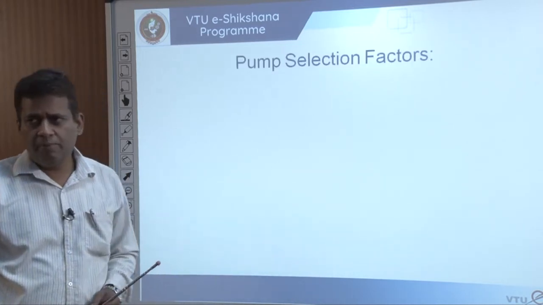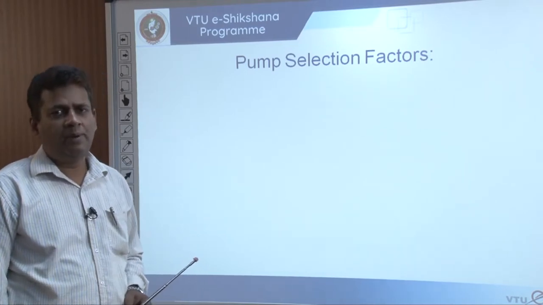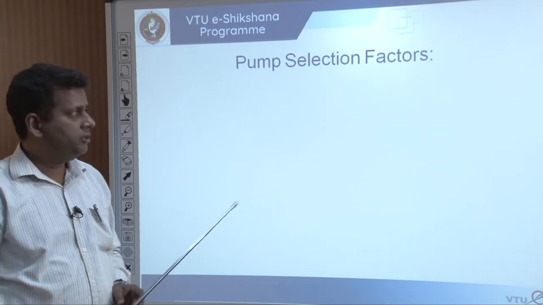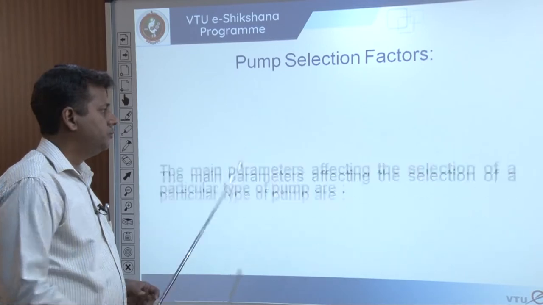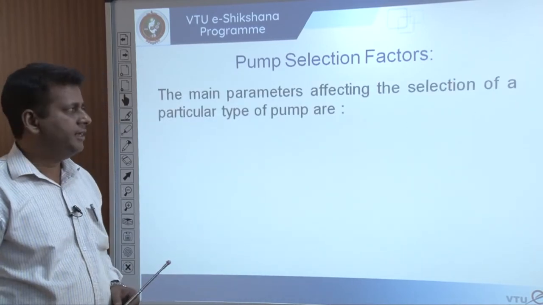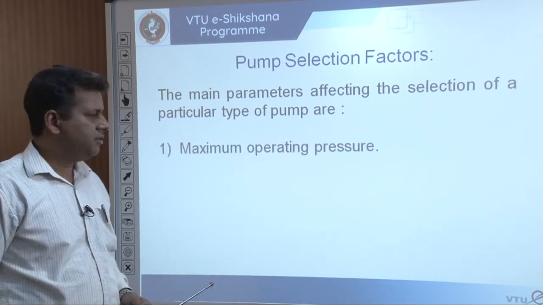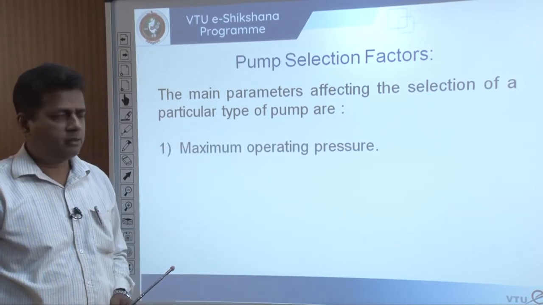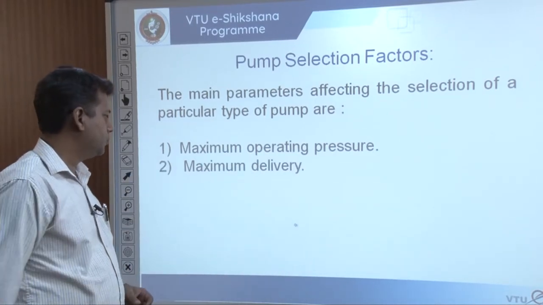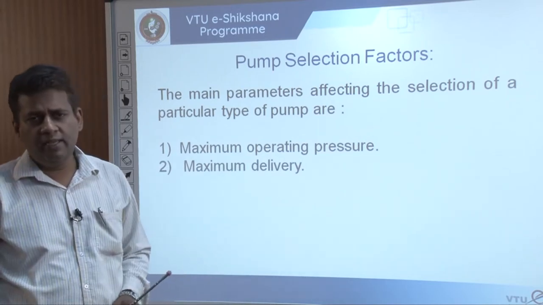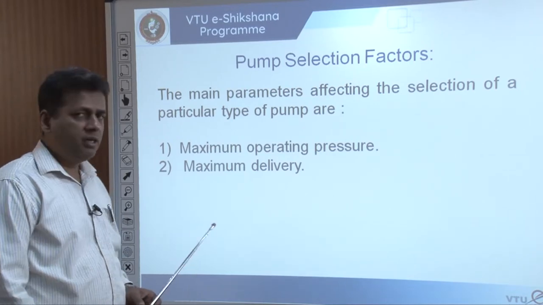Next, after studying the pump efficiency, we should have certain guidelines for selecting the pump for a particular application. So, we have to rely upon these guidelines. These are considered as pump selection factors. They are particularly used for selecting a pump for a particular application. The first one is the maximum operating pressure, that is the working pressure. So, low pressure pump, medium pressure pump and high pressure pump. Then maximum delivery. Delivery is the head, whether it is 100 feet, 200 feet, 300 or in terms of meter.